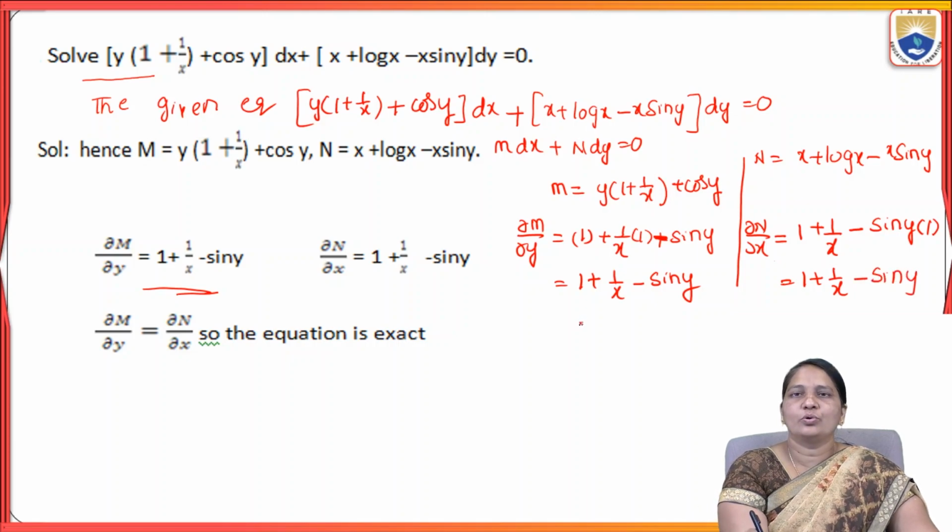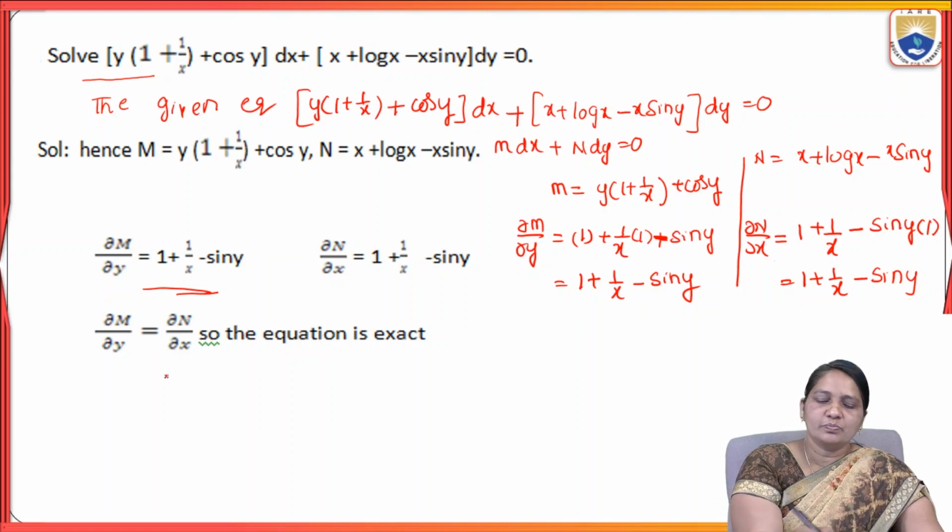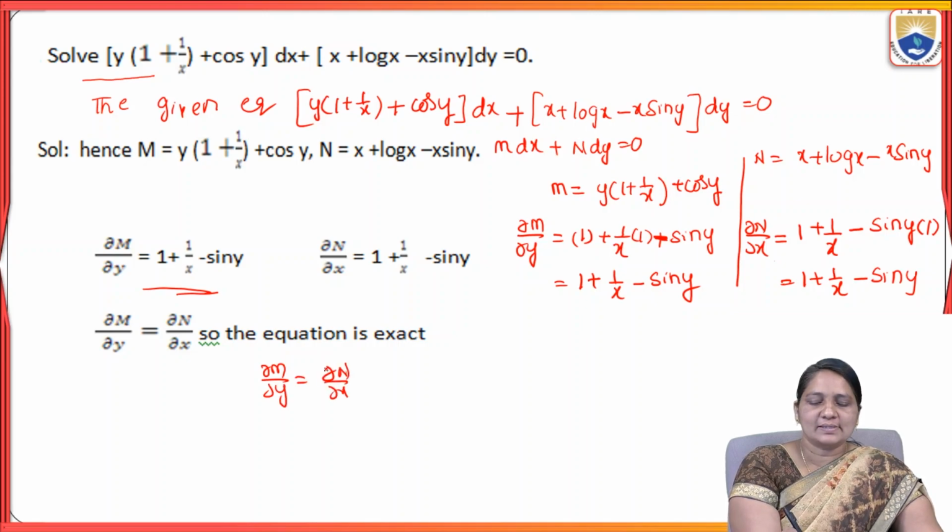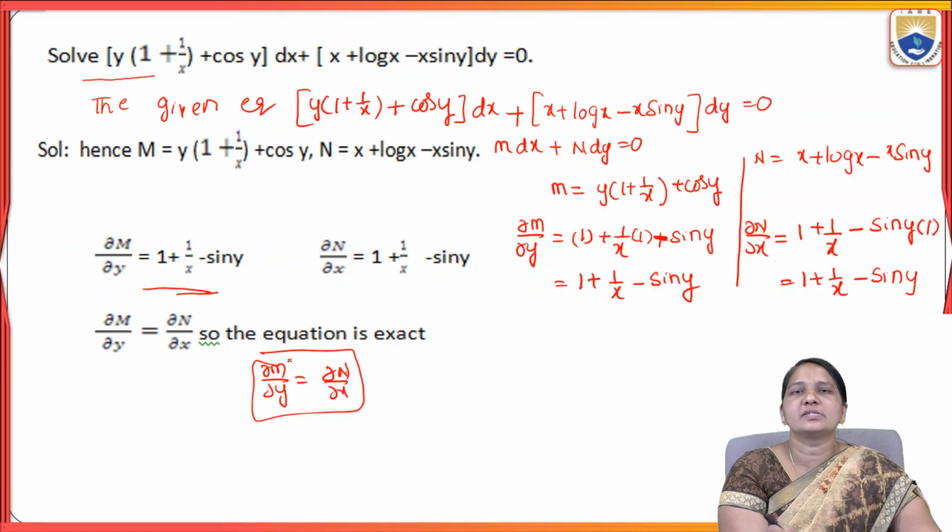So for dou M by dou y, we got 1 plus 1 by x minus sin y. For dou N by dou x also, we got 1 plus 1 by x minus sin y. So these both values are equal. That means dou M by dou y is equal to dou N by dou x. So the exact condition is satisfied, and the given equation is an exact differential equation.